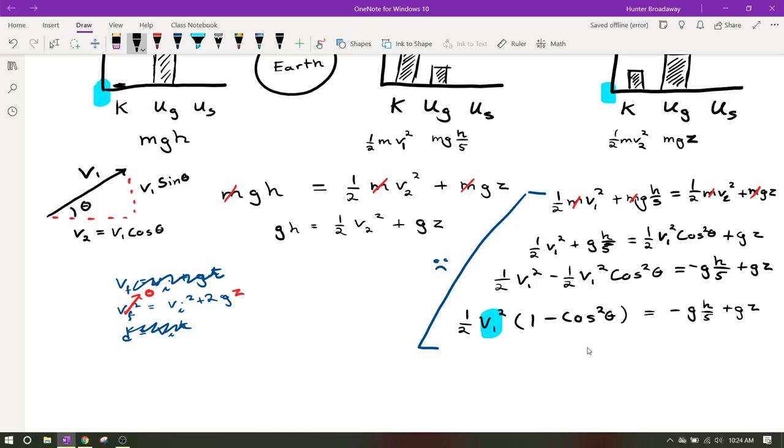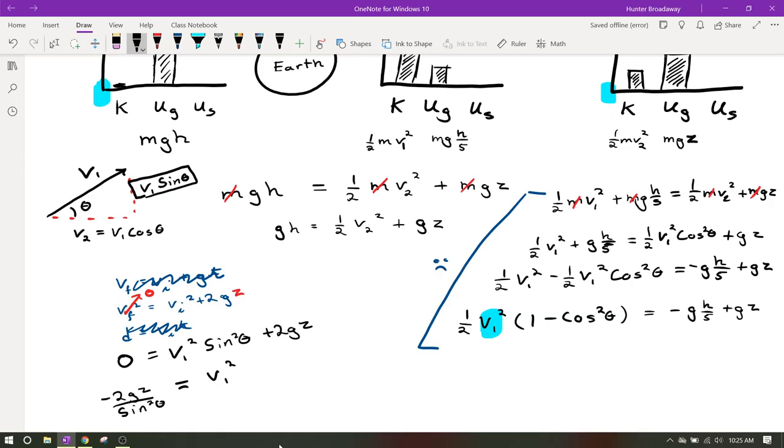It's the vertical. So what's the vertical for V1? Right here. It's the sine, right? Okay, so this is going to be V1 squared sine squared theta plus 2gz equals zero. Okay. Move this over. This is going to be negative 2gz over, we're going to divide it by sine squared, right? And that'll leave you with V1. You will get a negative for the square root.